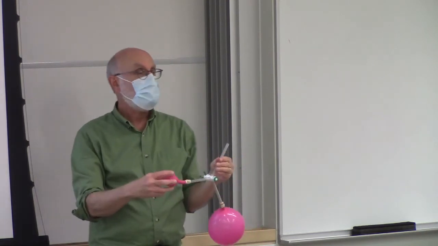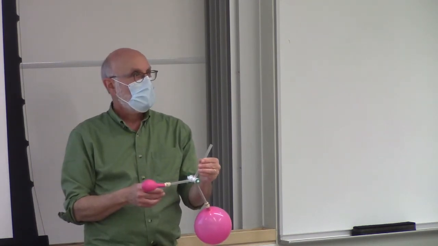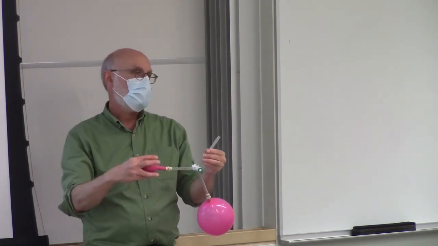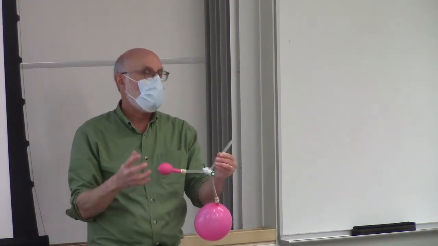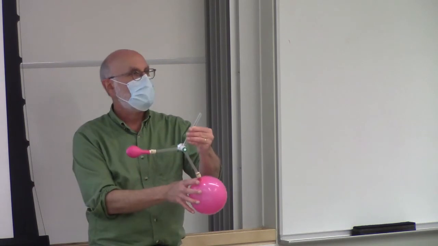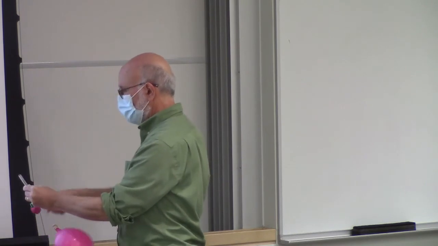I didn't blow this up with any higher pressure than this one. I blew them up with the same pressure. They're identical balloons. But because of surface tension, this balloon had higher pressure inside than this one, and it moved the air this way. And so now you can imagine thousands of smaller ones connected to one that's just slightly bigger. And eventually, you get a situation like this.